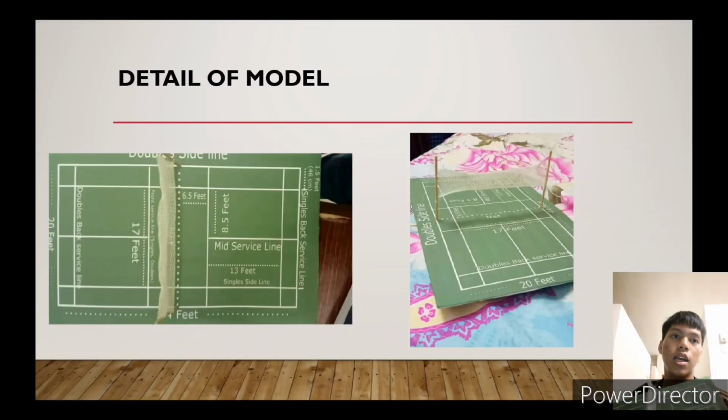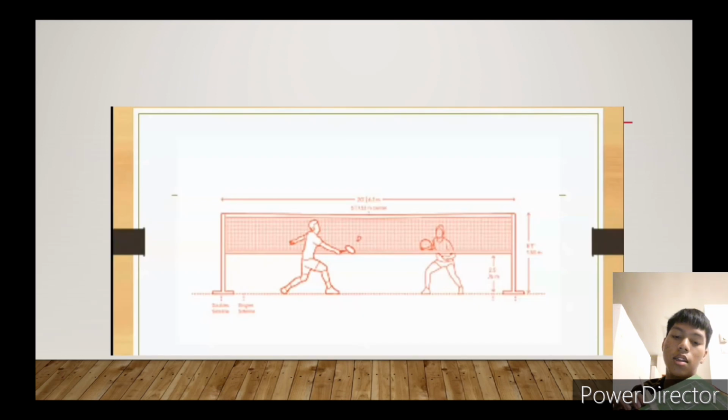This is our model. It is made of cardboard. It is a trigonometry map in the badminton match.